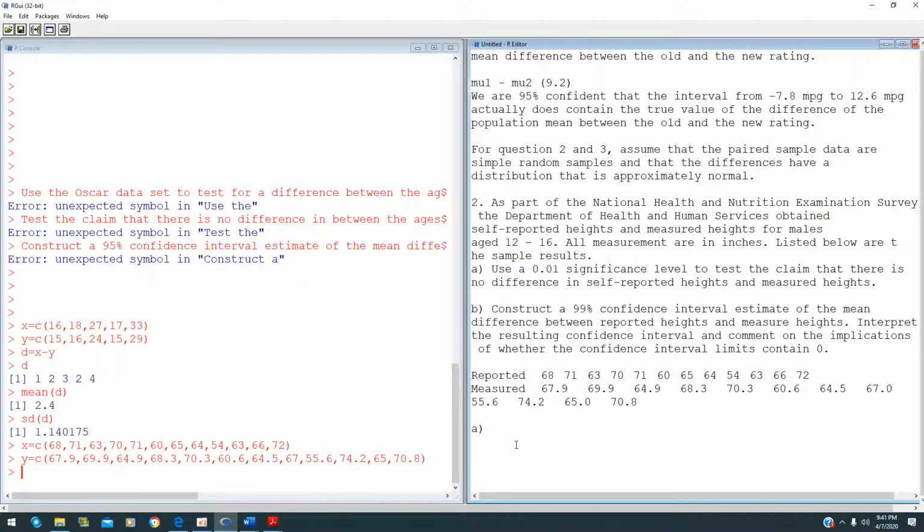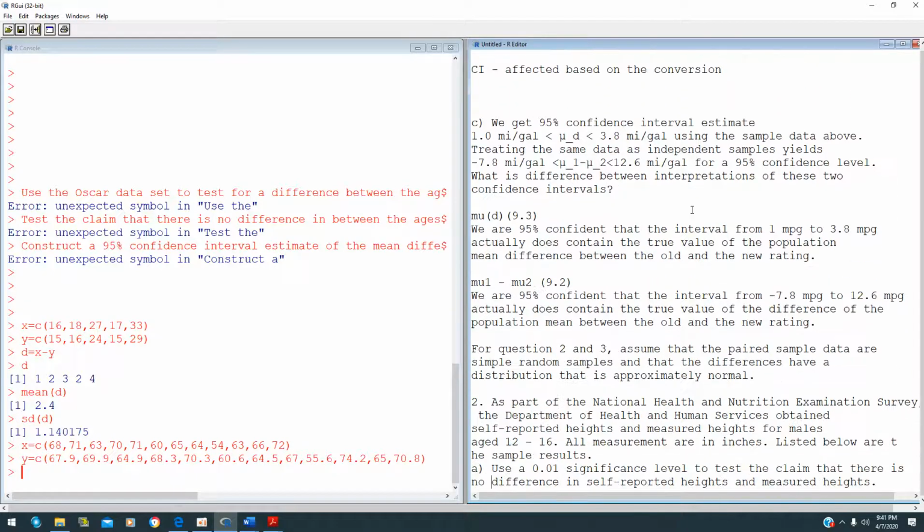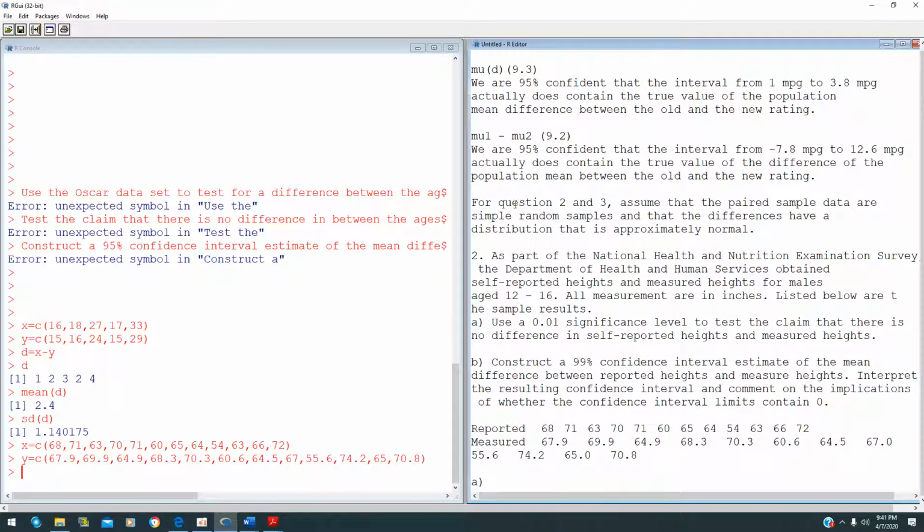This is 9.3 statistics for performing what we call hypothesis testing and confidence interval for two dependent samples, matched pair for mean. So in question 2, before we do question 2, it says that for questions 2 and 3, assuming that the paired sample data are a simple random sample, the differences have a distribution that is approximately normal. Again, the reason why they give us this assumption is because you do not need to check the requirement.